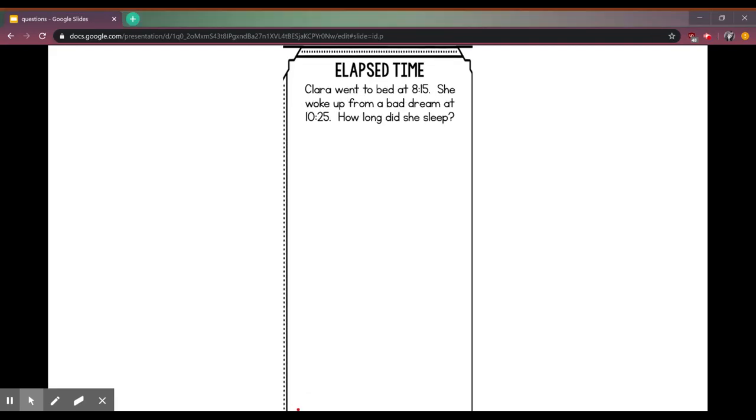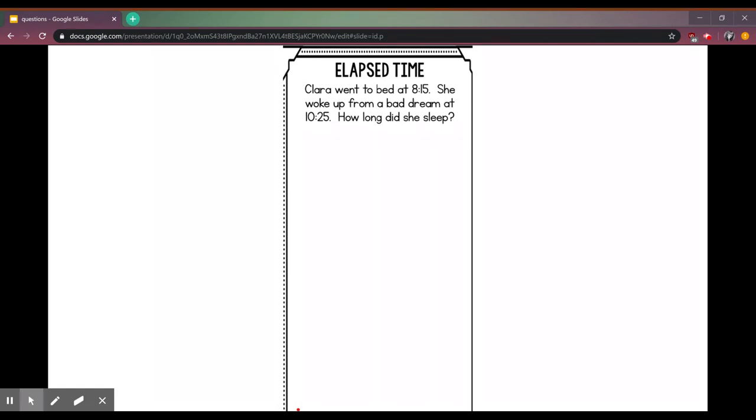Alright, I'm going to do a couple example problems with elapsed time that are on your worksheet for today. This one right here says, Clara went to bed at 8:15. She woke up from a bad dream at 10:25. How long did she sleep?